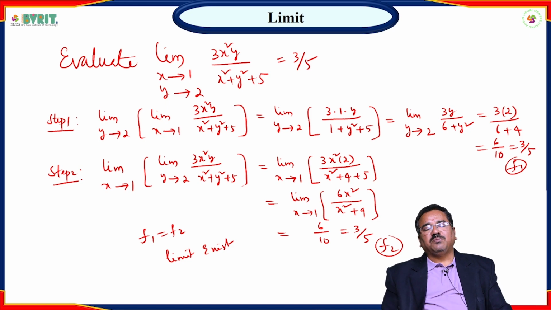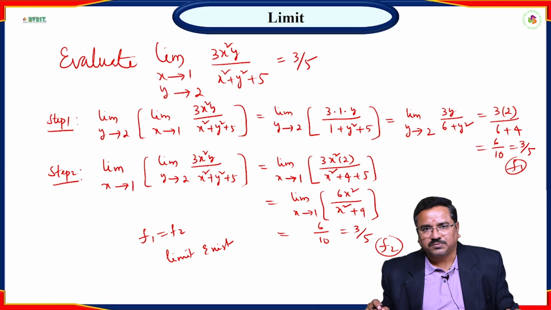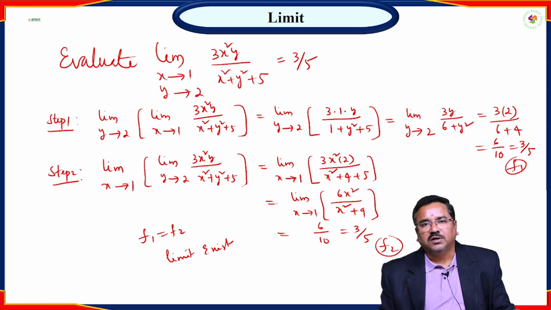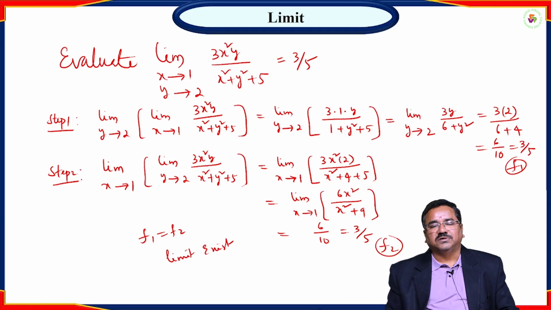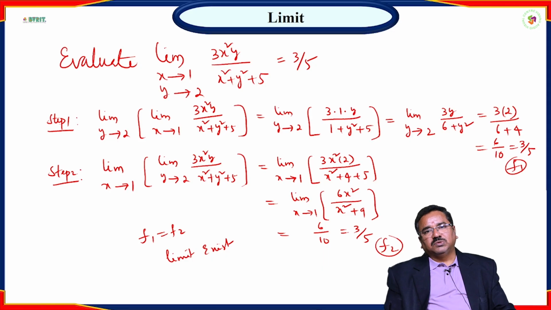Now the limit other than origin, how to compute? We do it in two steps only. Here in this problem we got the limit exists because first x tends to a then y tends to b, and y tends to b then x tends to a, we got the same answer. Therefore, the limit exists. Suppose we get a different answer, we can say the limit does not exist.